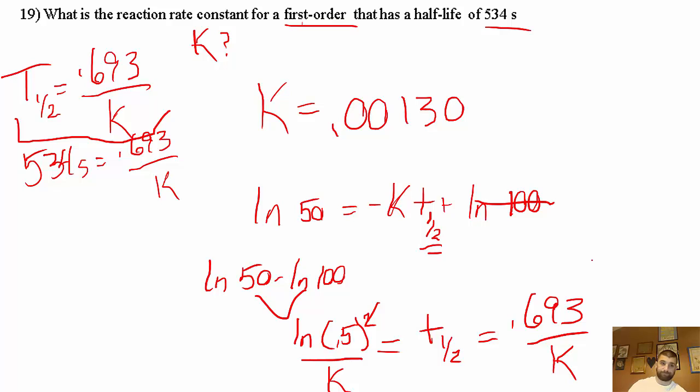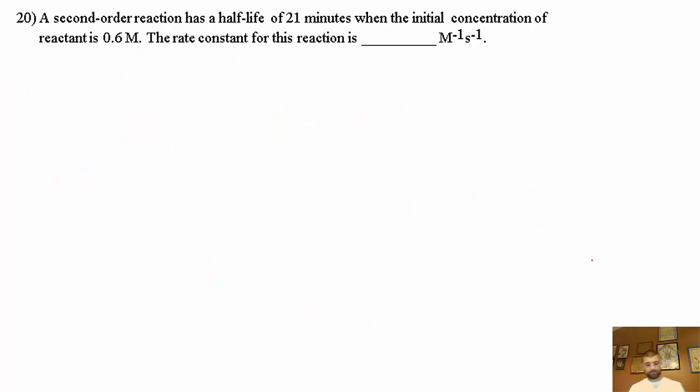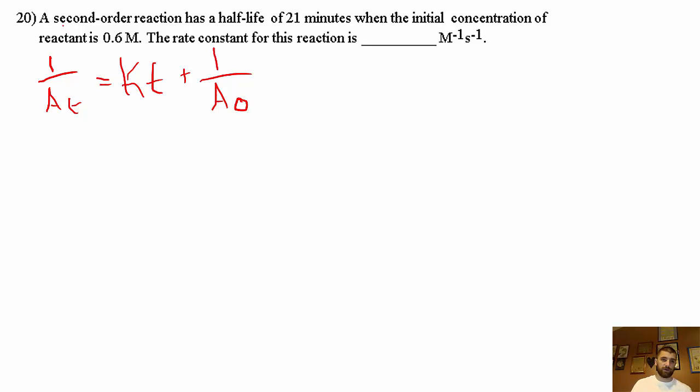All right. 20. A second order reaction has a half-life of 21 minutes. When the initial concentration of reactant is 0.6 molar, the rate constant for this reaction is blank. All right, so second order means we're going to have to use the 1 over A at that time equals KT plus 1 over the initial, A0. So that's our equation because it's second order.